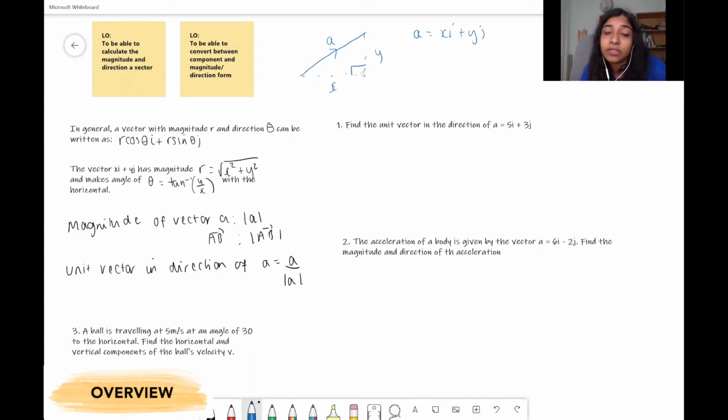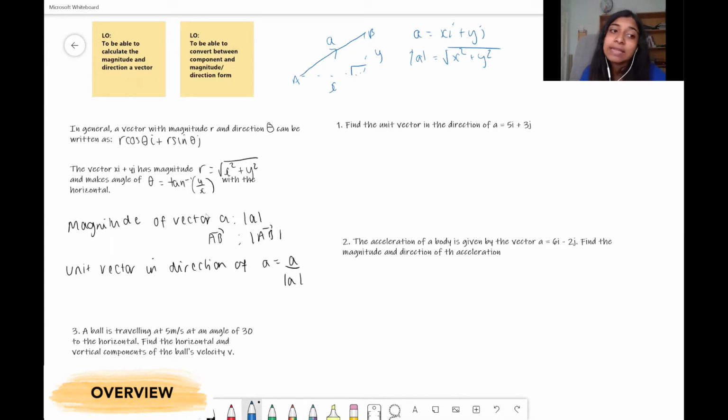Then the magnitude of a would just be equal to the square root of x squared plus y squared, just using Pythagoras theorem. There are two ways to write the magnitude of a vector. If it's just a, you write the mod of a, like I've written here. Or if you had a vector connecting A to B, then the magnitude would be the mod of AB. You can also give the magnitude the symbol r.